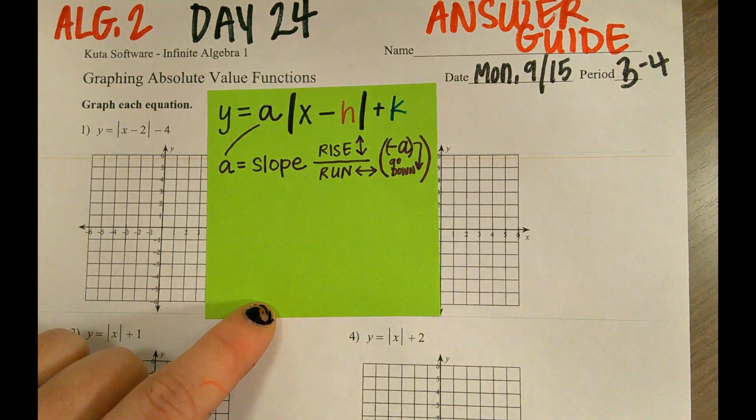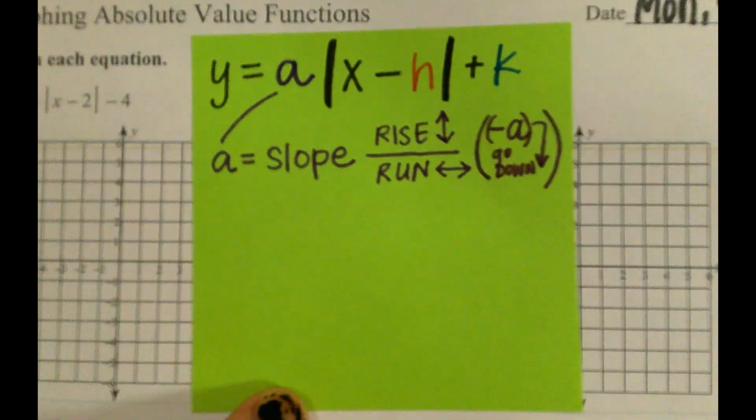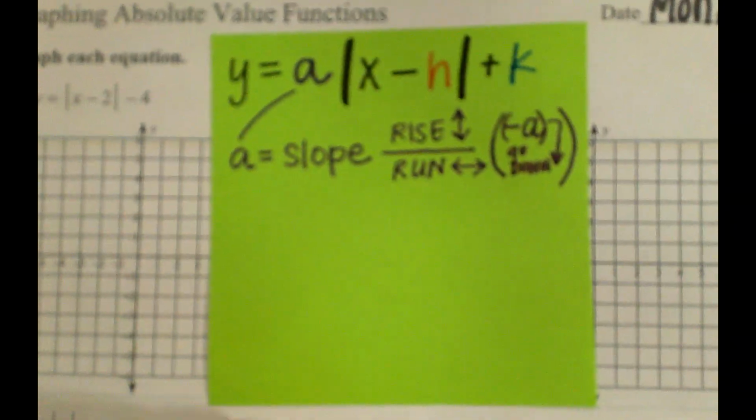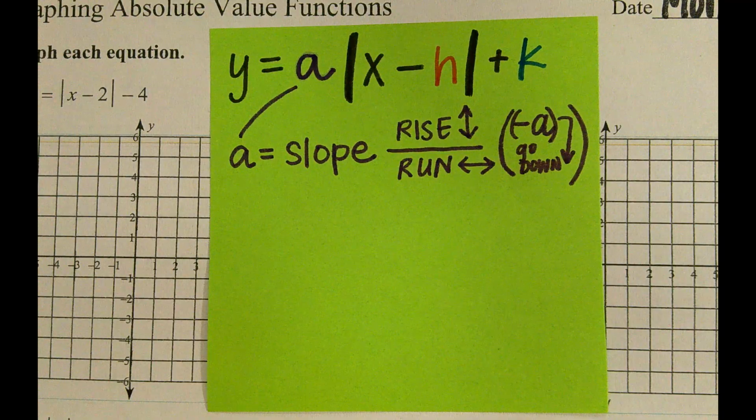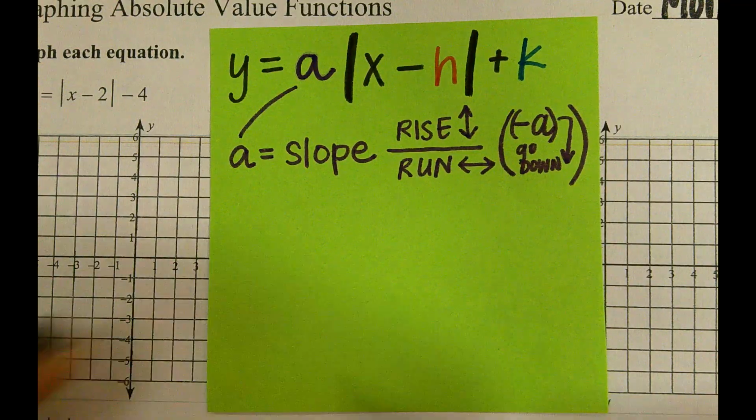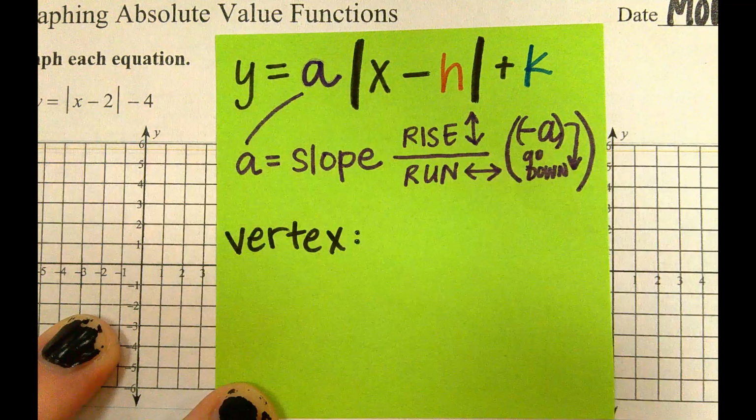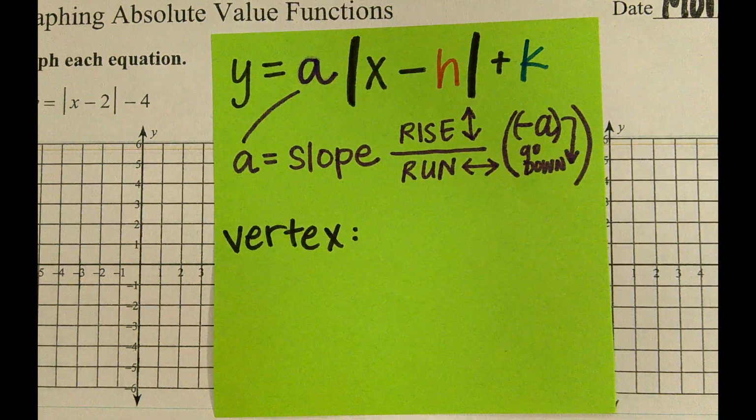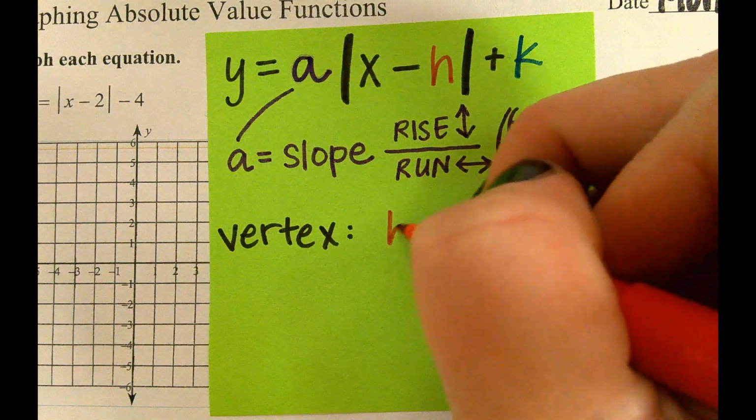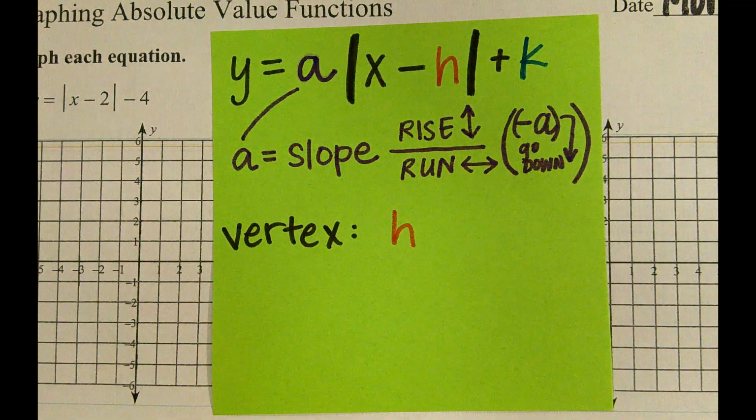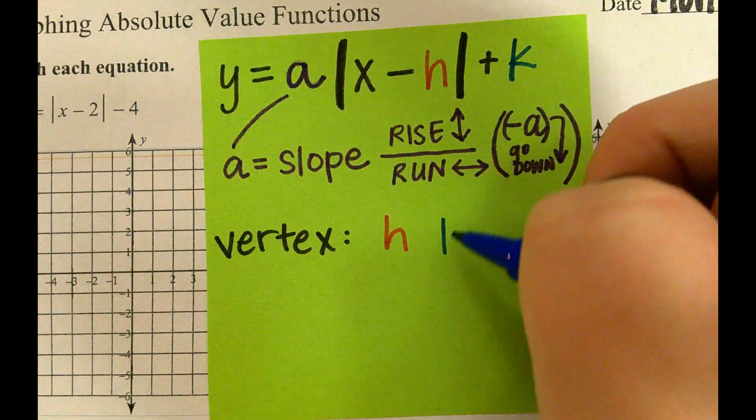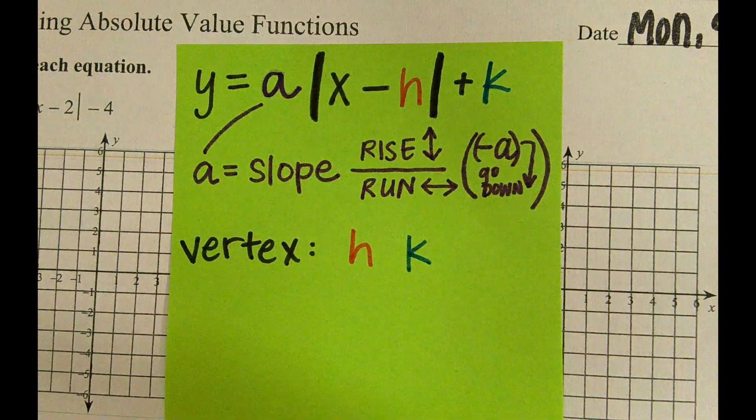Let me actually zoom in on this while I'm making this note. Now, I have slope. What will give me my vertex? H. My H. That gives me the X value. What gives me the Y value? Okay. So we need these two values.